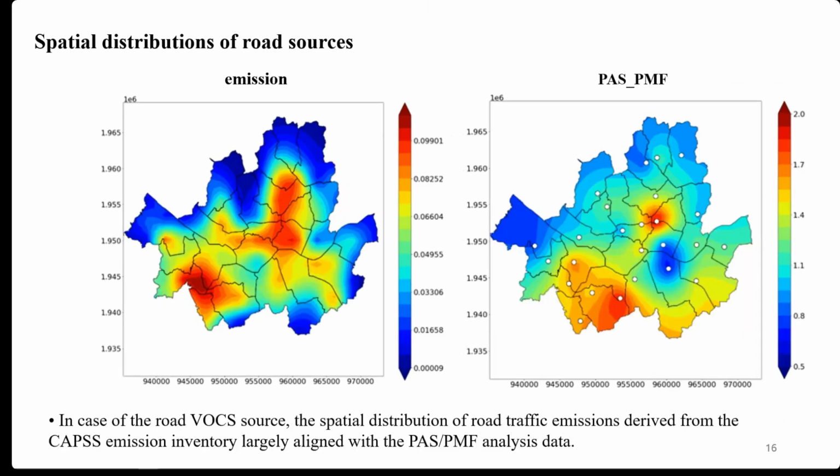In the road source section, the spatial distribution of road traffic emissions derived from the PMF analysis largely aligned with the CAPS data, showing elevated concentrations in central and southern parts of Seoul. However, in Eastern Seoul, PAPS sites were relatively far from major roads, resulting in discrepancy. Therefore, caution is needed when directly comparing PMF results with CAPS data.